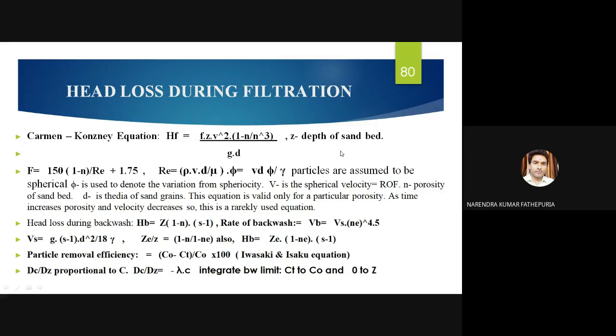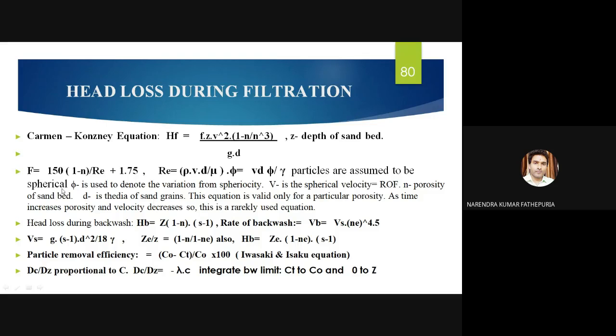Z is the depth of the sand bed, the gravel bed that you have provided. G is the normal gravity constant. D is the diameter of the particle. And F will be 150 into (1 minus N) divided by RE, where RE is the Reynolds number, plus 1.75. RE you already know, rho V d by mu, the Reynolds number for laminar and turbulent flow. And Xi is equal to V into D into rho by gamma.